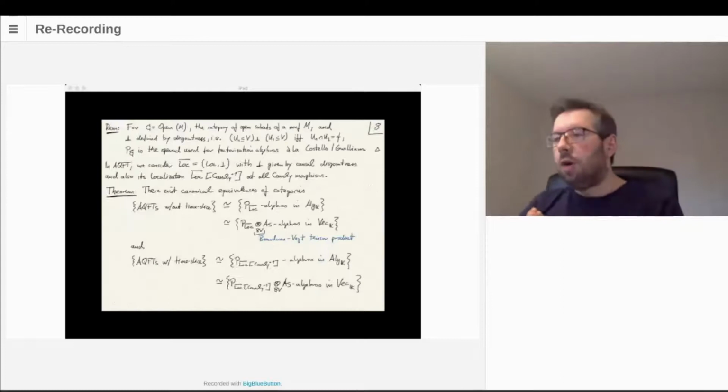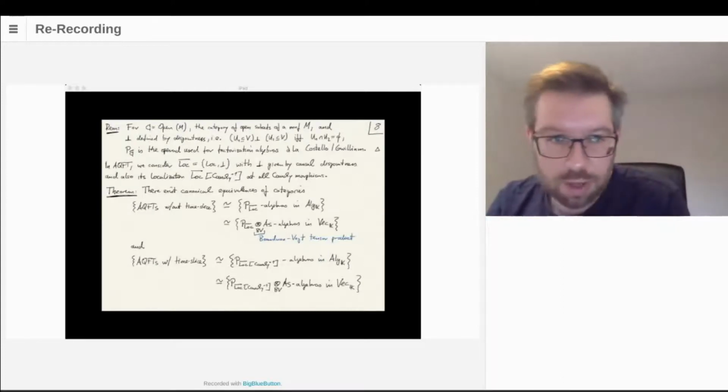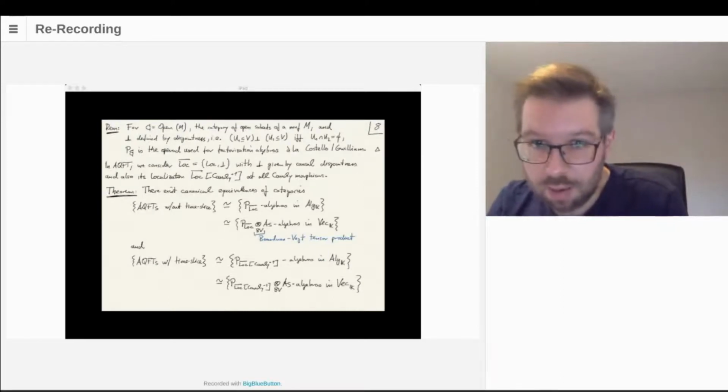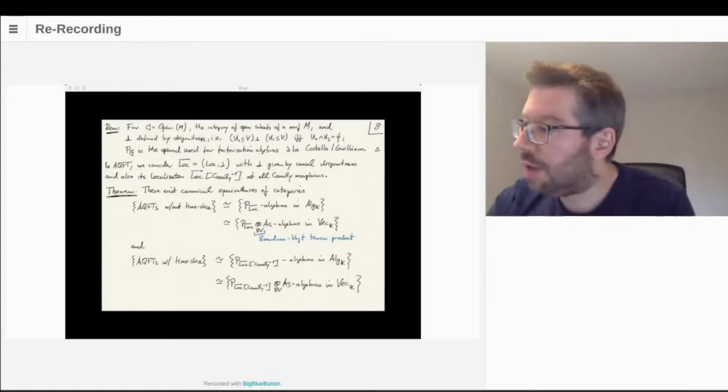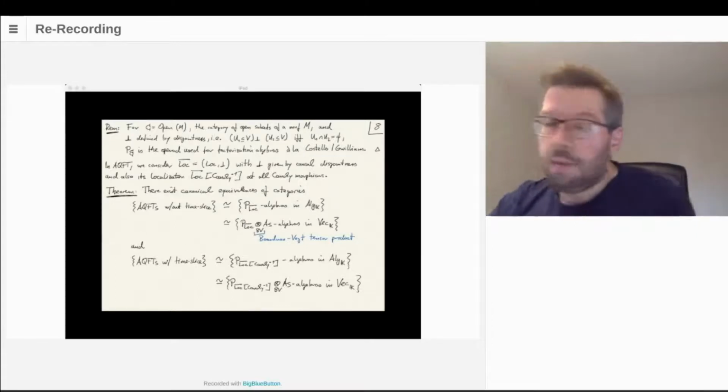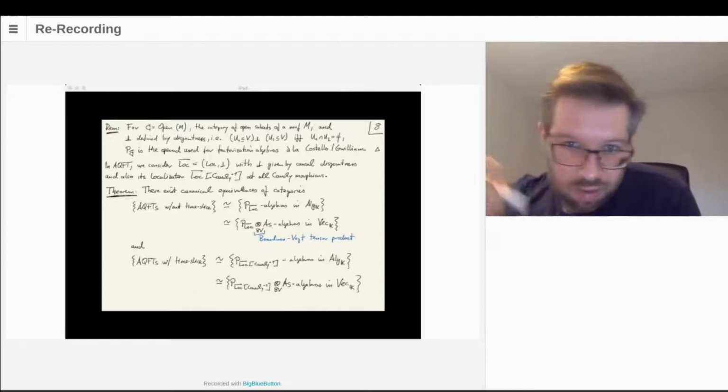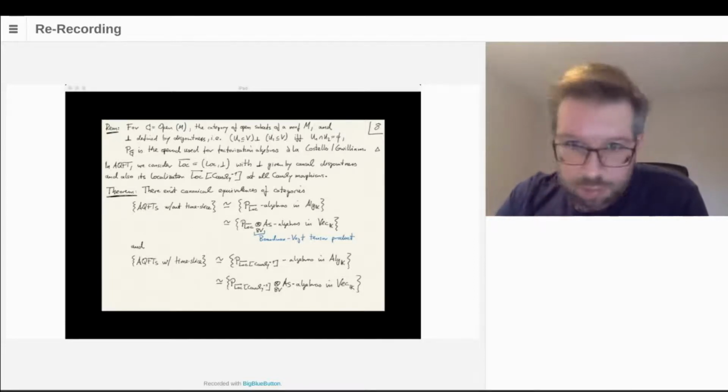Now the remark, as I already indicated before, is that this prefactorization operad appeared first in prefactorization algebras, in the sense of Costello and Gwilliam. But in their work, they used a specific variant of the prefactorization operad.